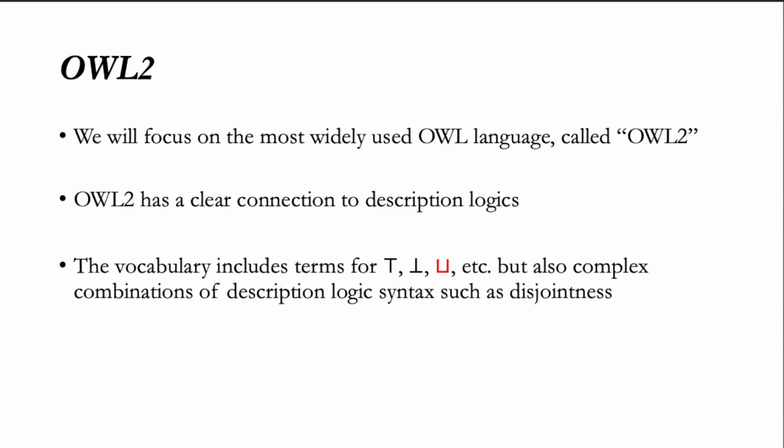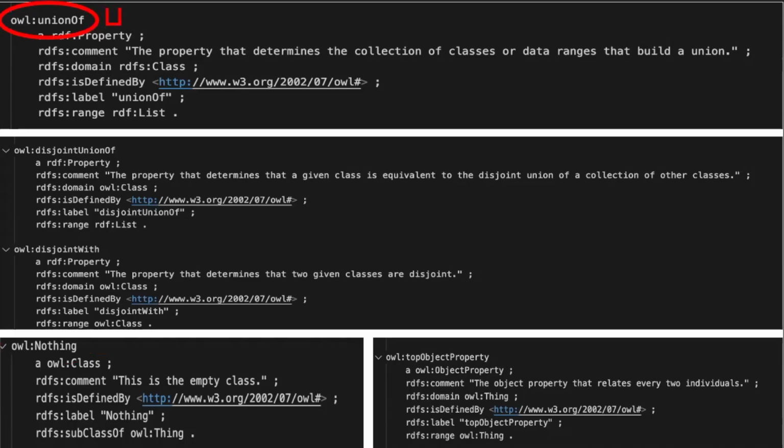It also includes these other symbols that you saw from description logic, right? Like union of. What is that? It's a property that determines the collection of classes or data ranges that build a union. You're combining things together.